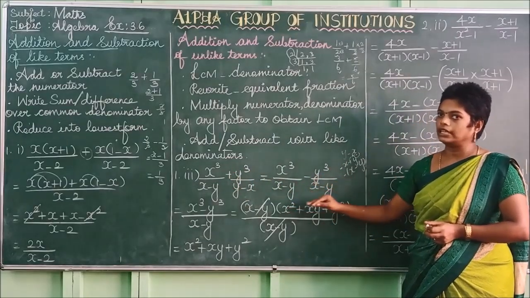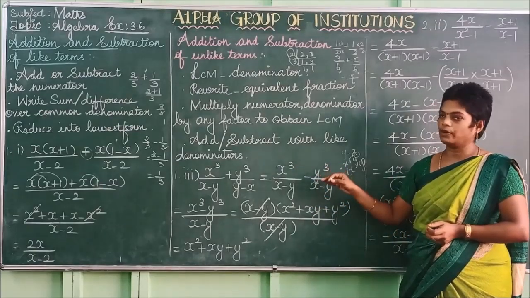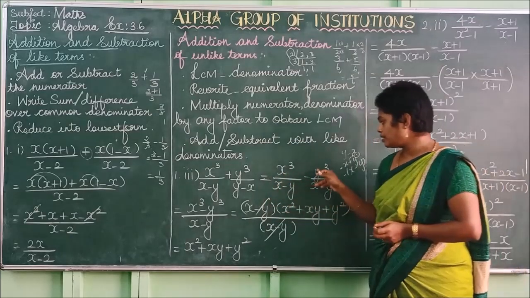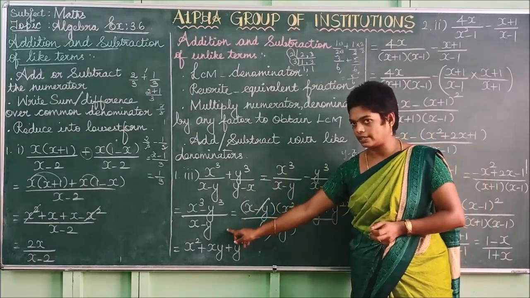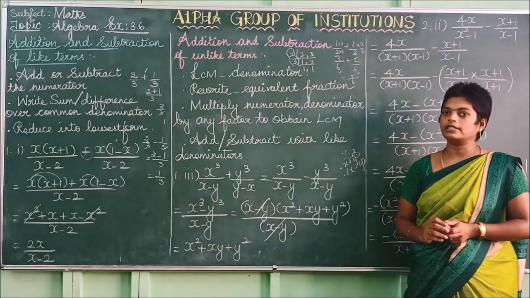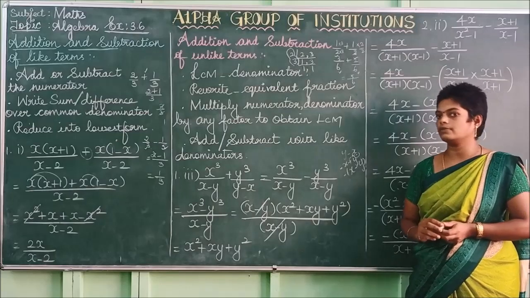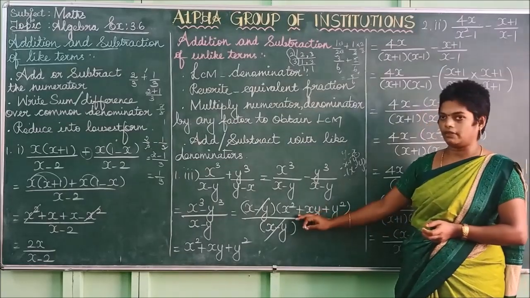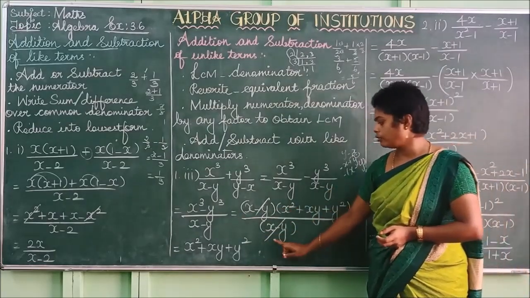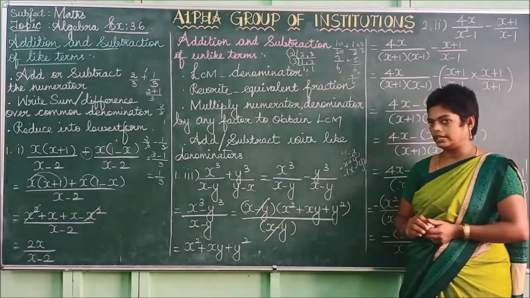Now check, both the denominators are same. So you have to subtract the numerators. So x cube minus y cube divided by x minus y. So you know one formula for x cube minus y cube. What is that? x minus y into x square plus xy plus y square. Then in the denominator you can write x minus y. So this x minus y gets cancelled.